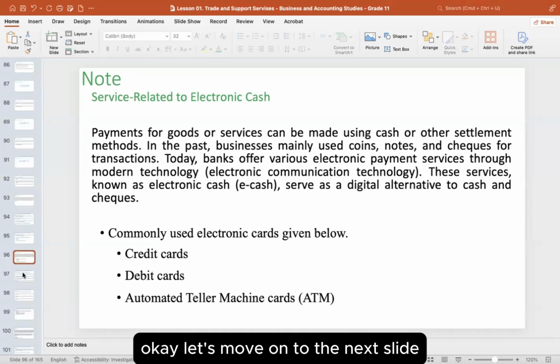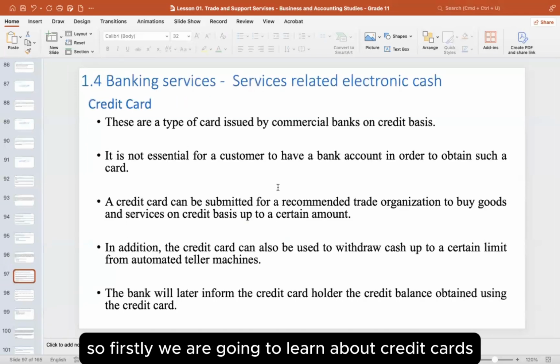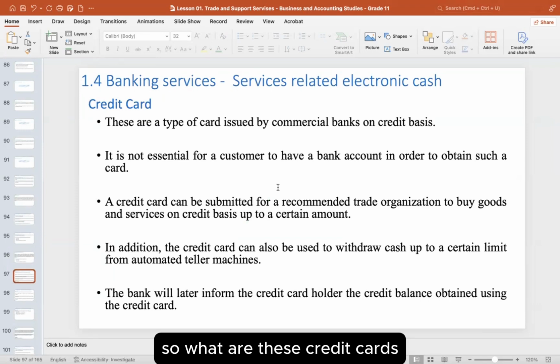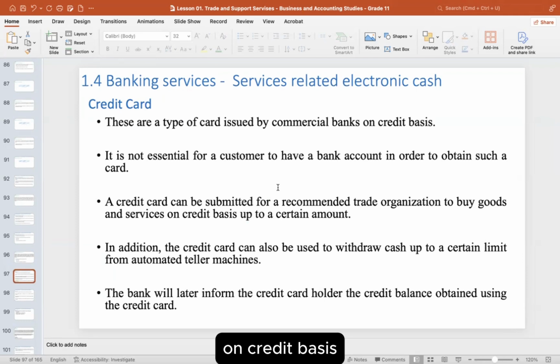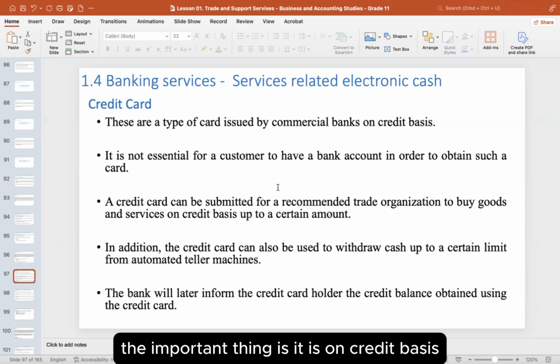Okay, let's move on to the next slide. Firstly, we are going to learn about credit cards. What are credit cards? These are a type of card issued by commercial banks on a credit basis. The important thing is that it is on a credit basis.